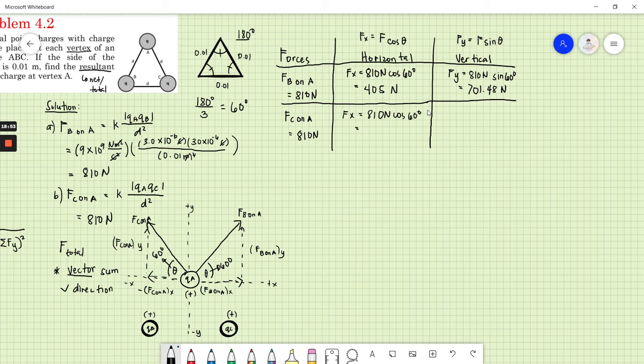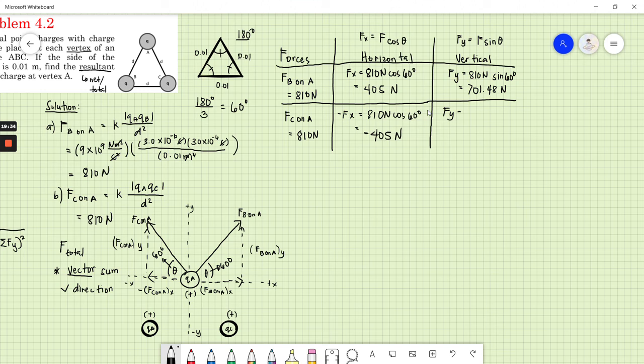In order for us to find Fx, as this is going in the negative direction, what we have to do is basically do this, which gives us 405 newtons, but as you can see the direction is in the negative x, so this should be negative. So our Fx is negative. I hope that's understood. This is positive because it's going in the positive x direction. This is negative because this is going in the negative x direction.